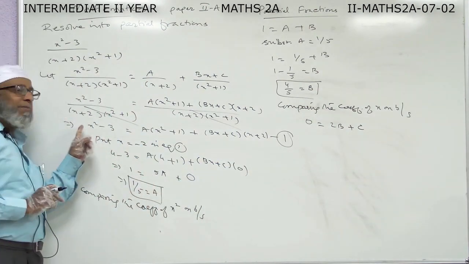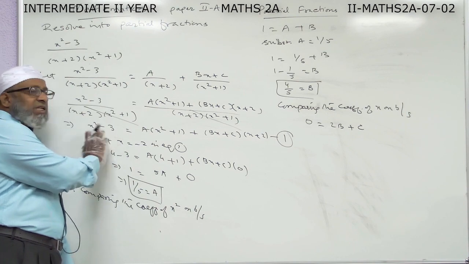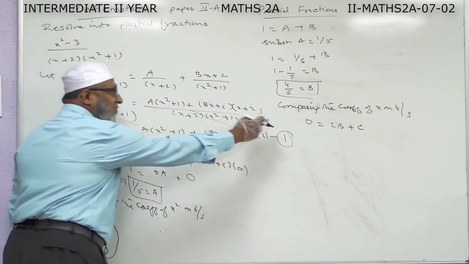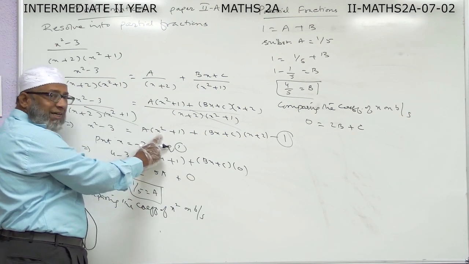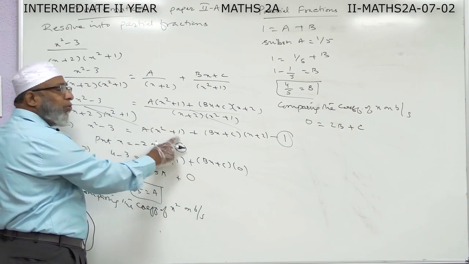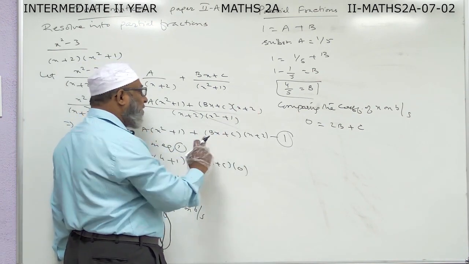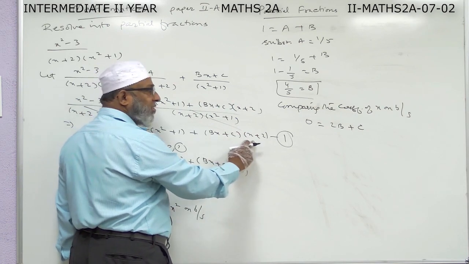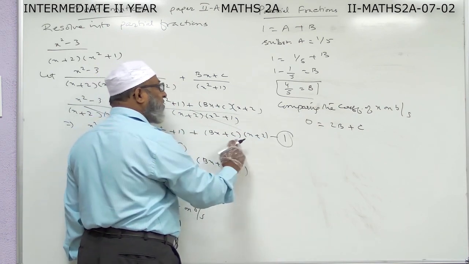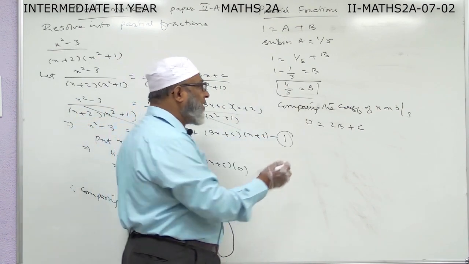So, what I have done? Comparing the coefficient of x on both sides. This is x square minus 3. There is no x term. So, in place of that, write 0. A into x square. No x term is there. Leave it. A into 1 constant. Leave it. X into x square. I am not interested. X into 2. That is 2b. Then c into x is c. C into 2. I am not interested. So, I am having the value of b is equal to 4 by 5.